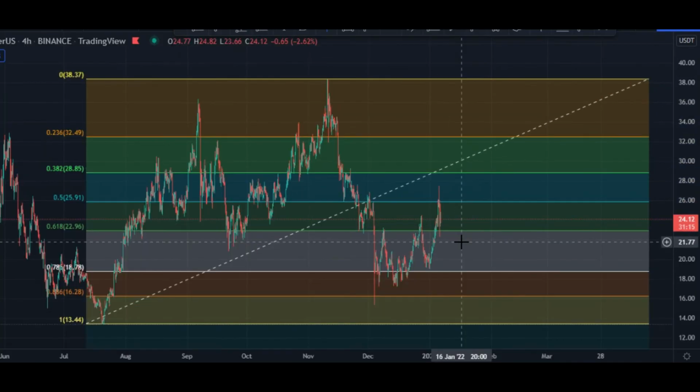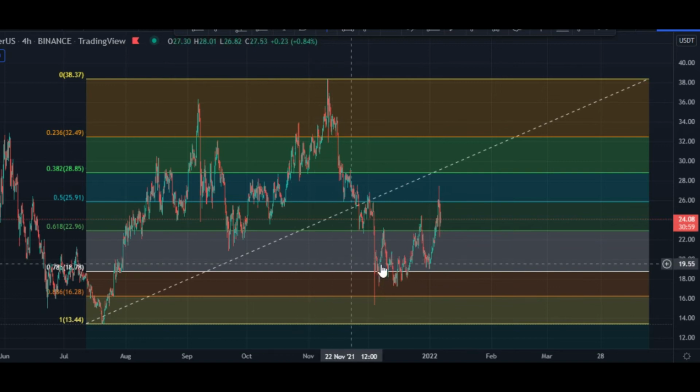Currently it is facing resistance to break this area, the 0.5 fib level, which is at the $26 price zone. Next area is the $22 price zone, $23 price zone, and after that price can go down to the $18 price zone. Currently it is between the golden pocket and the 0.61 area, between the $22 to $25 price area.